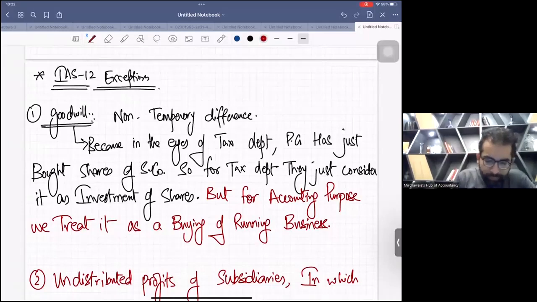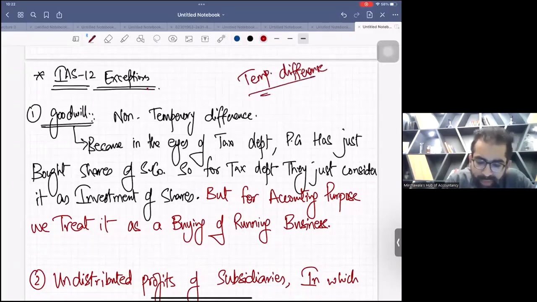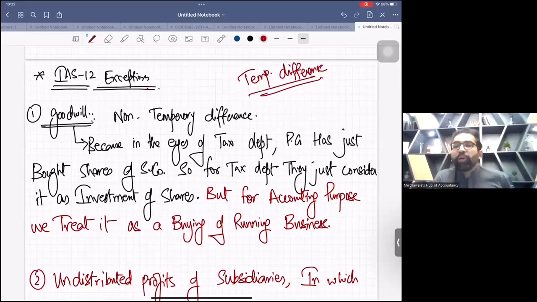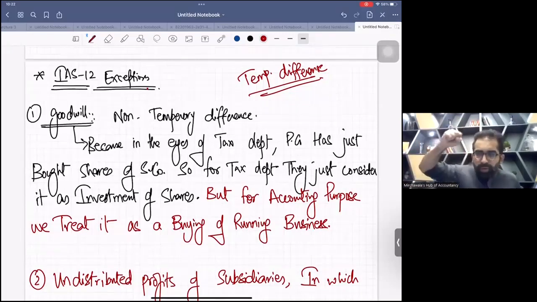Now, look at here. We only book deferred tax if there is a temporary difference, or we call it timing difference. Like, for example, a very basic example, dividend income. Sometimes we book dividend income in our accounting books on the basis of right to receive.